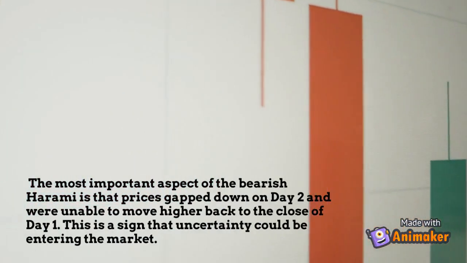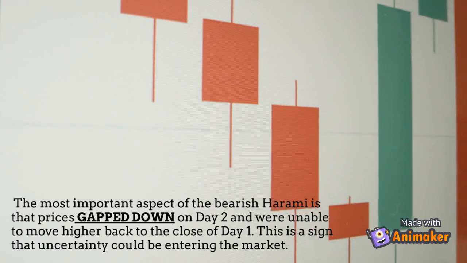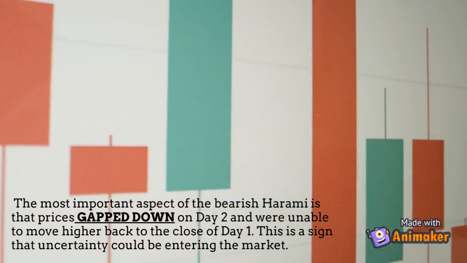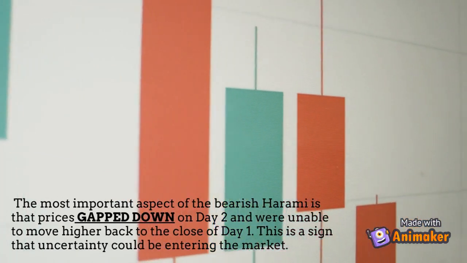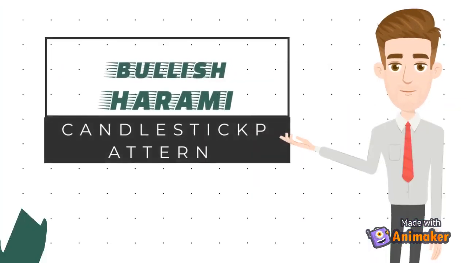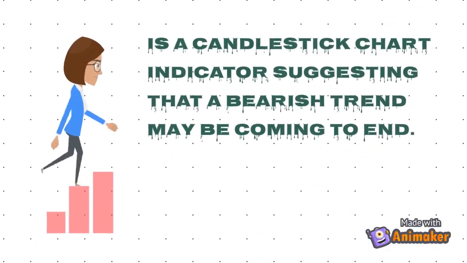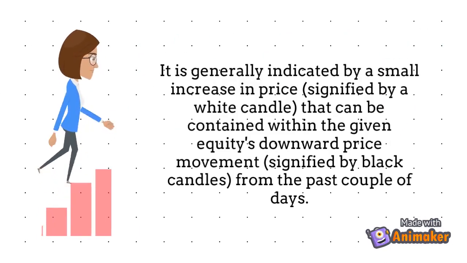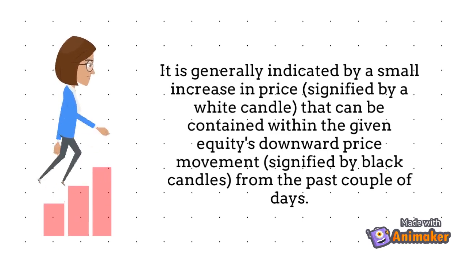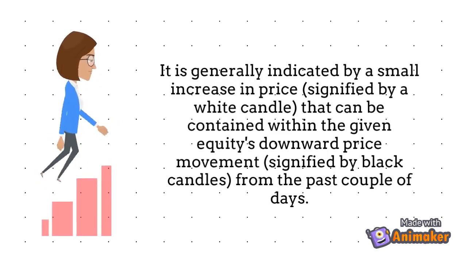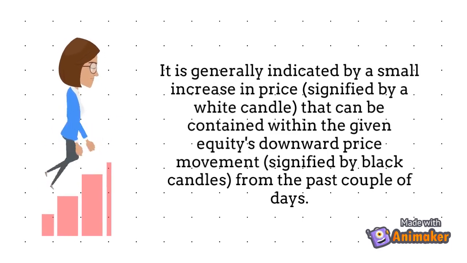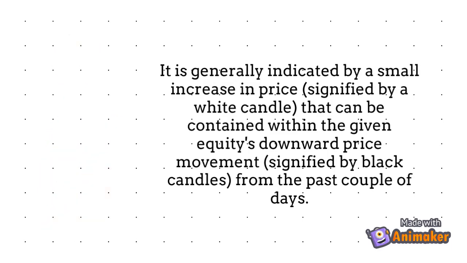The most important aspect of the bearish Harami is that prices gap down on day 2 and were unable to move higher back to the close of day 1. This is a sign that uncertainty could be entering the market. A bullish Harami is a candlestick chart indicator suggesting that a bearish trend may be coming to an end, which is generally indicated by a small increase in price, signified by a wide candle, that can be contained within the given equity's downward price movement, signified by black candles, from the past couple of days.